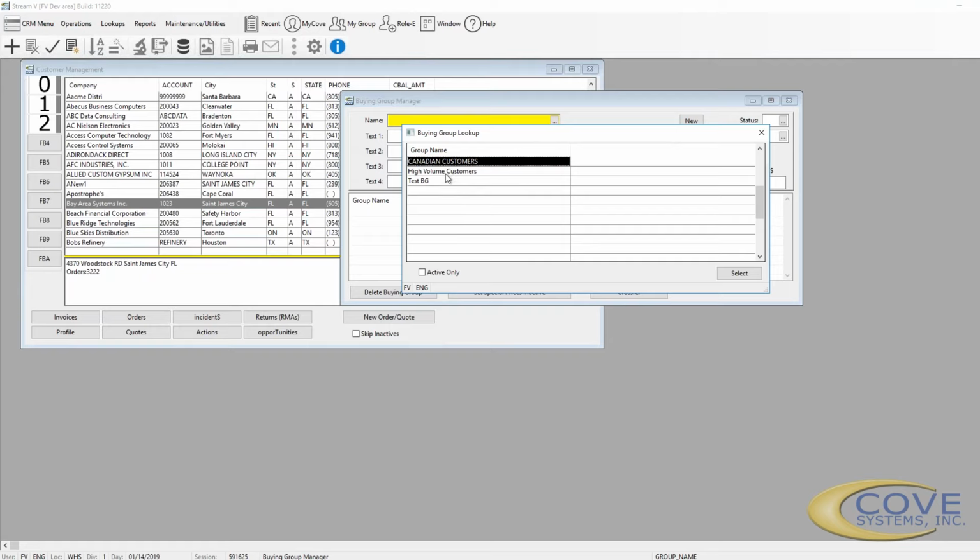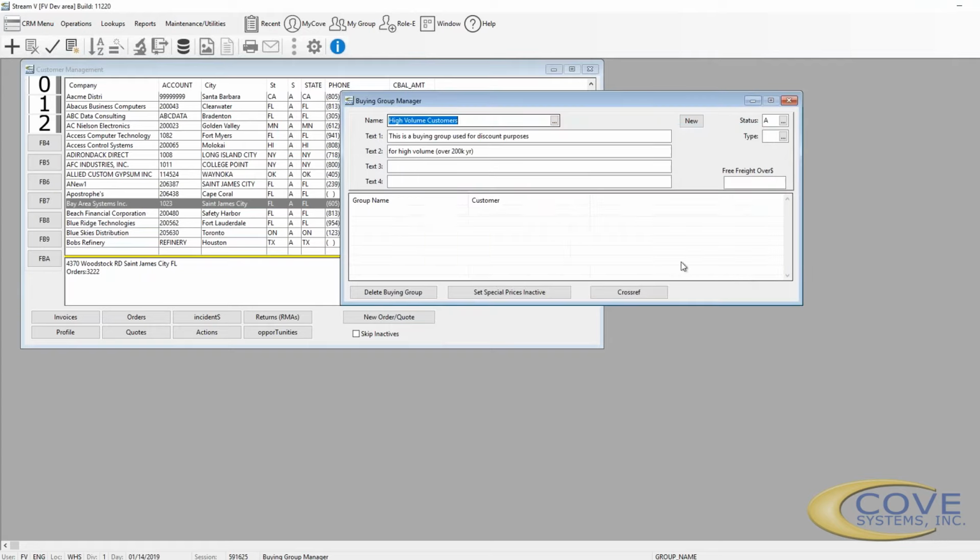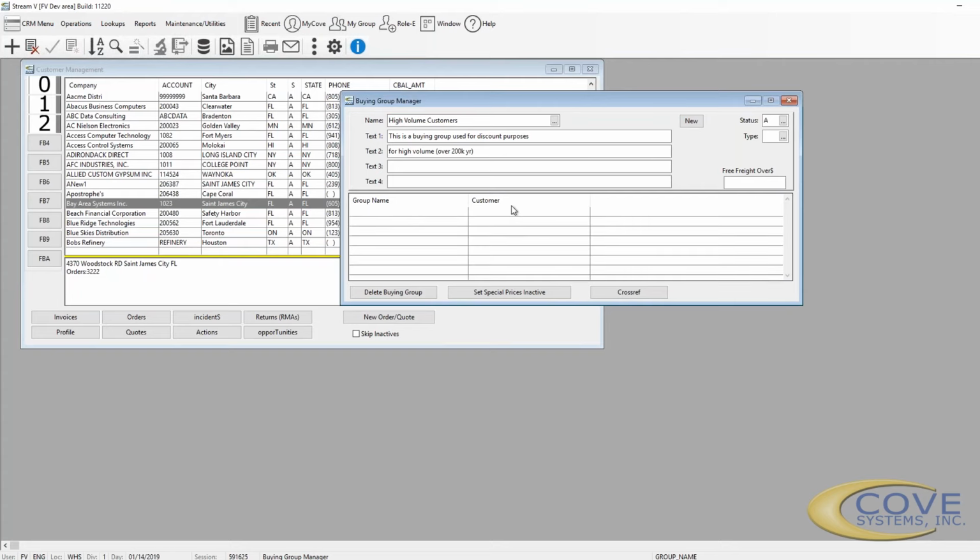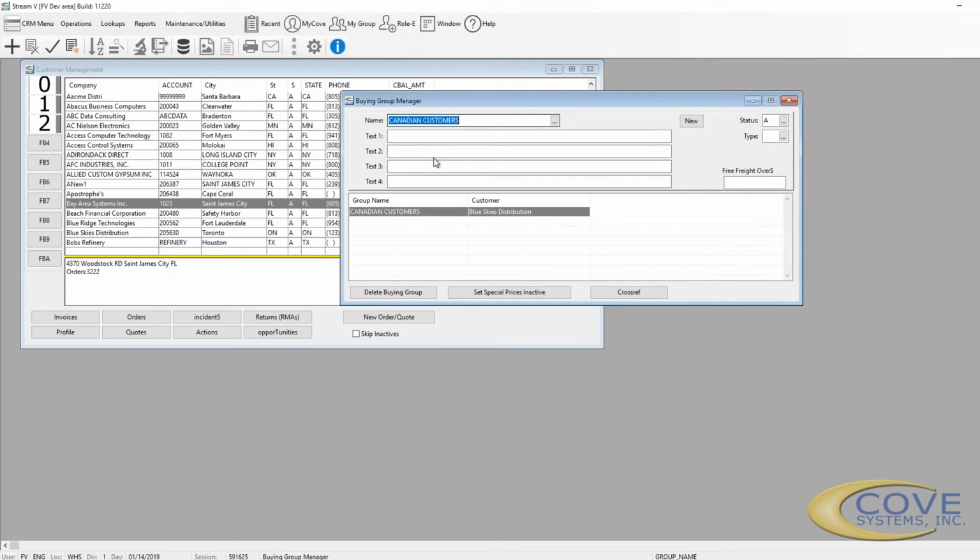We can take a look at the buying groups we have set up. So for example, here's high volume customers. And if we had some set up, they would be in here. Let me see if we have any. We've got one Canadian customer, and the one that we looked at in the customer record, test buying group. Okay, this buying group has 6 different companies in it. These companies are not related in a business sense. They just all got together and formed a buying group.